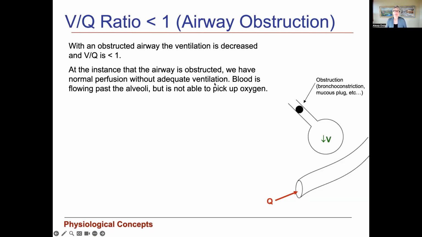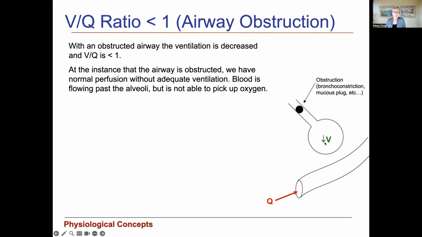So what we have to imagine, and this is a little bit artificial, but imagine that the airways are all open and then boom, they're obstructed, okay? At that point where the airways are obstructed, we have a decrease in ventilation. It could be from bronchoconstriction, it could be a mucus plug, it could be a collapsed lung, could be pulmonary edema, collapsing alveolar ducts and alveoli. Okay, it doesn't really matter. I've kind of conceptualized it with a mucus plug.